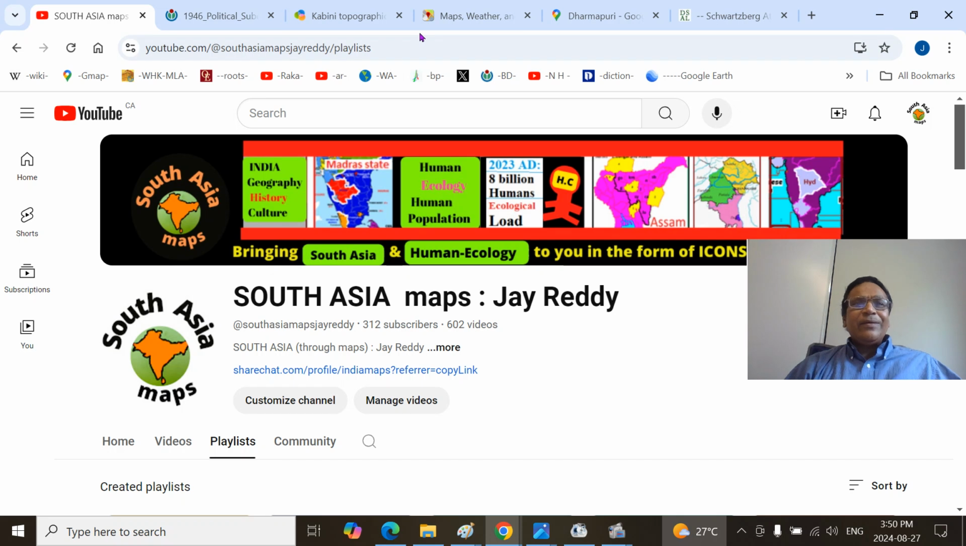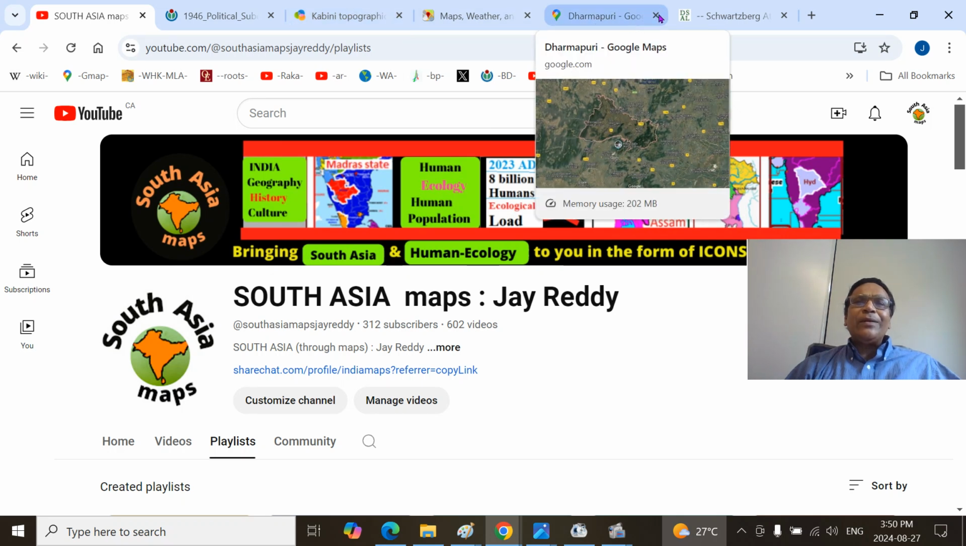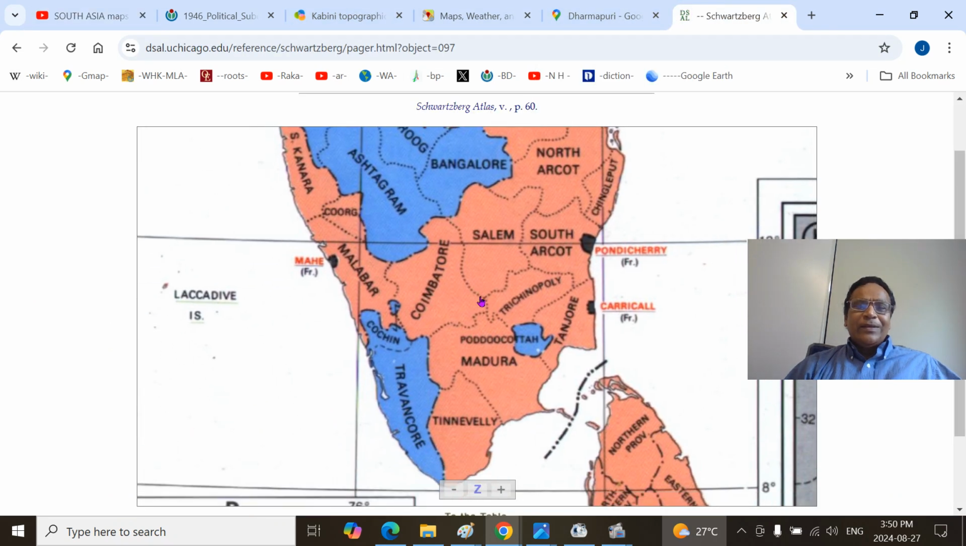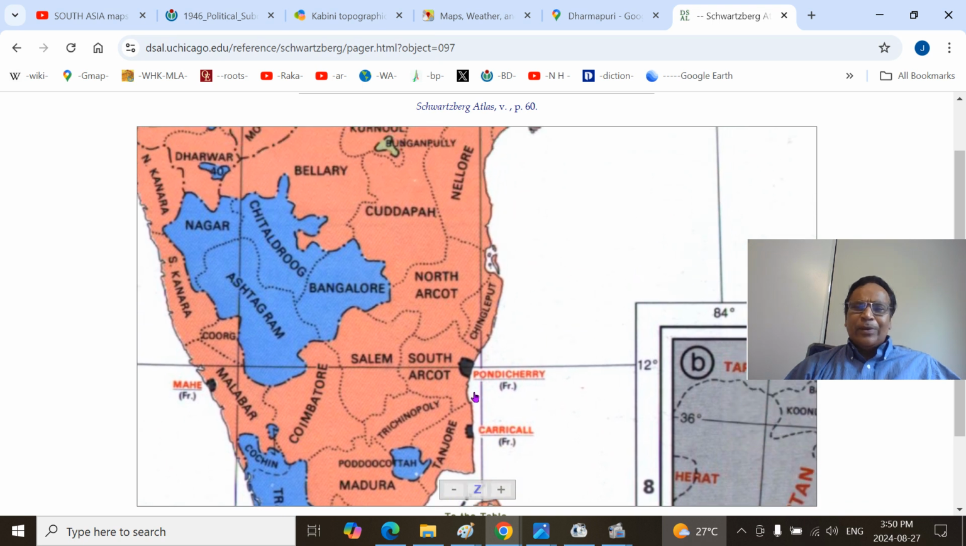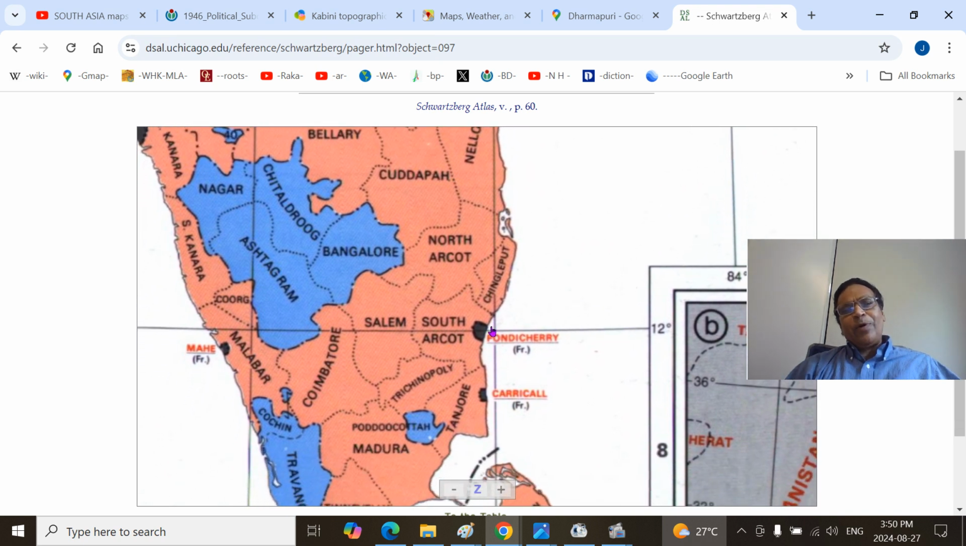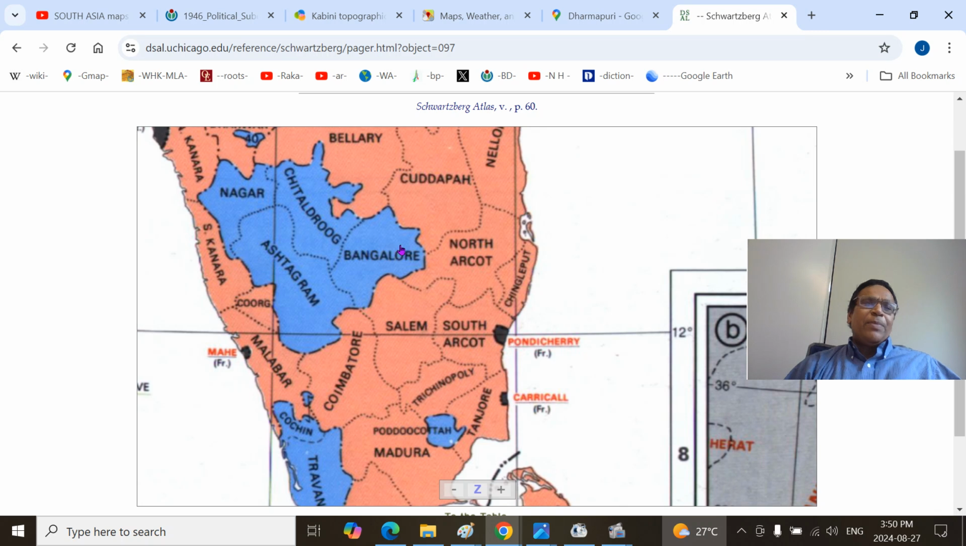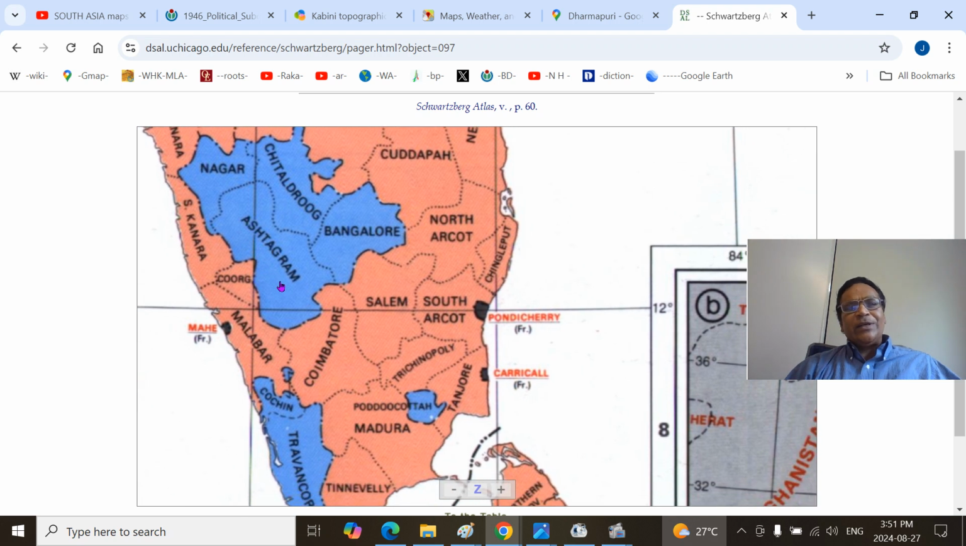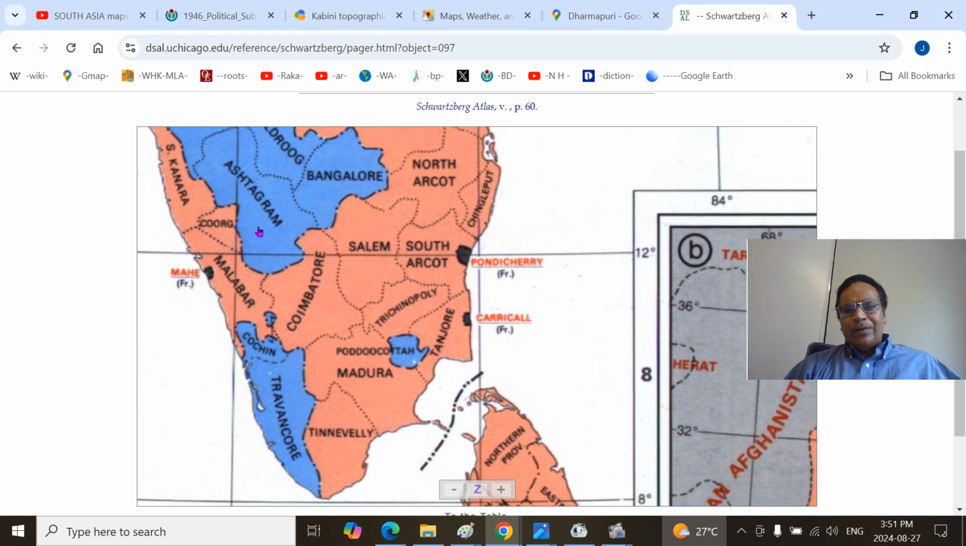You see, this is the old Salem district. This political map is around 1857, that means Sepoy Mutiny time. You can see the princely state, the Wadayar territory. It has only 4 districts at the time: Bangalore, Chitradurga, Nagar, that is Shimoga, Tumkur, and Ashtagram district, that is Hassan, Chikmagalur, Kadur, and Mysuru, Chamarajanagar.